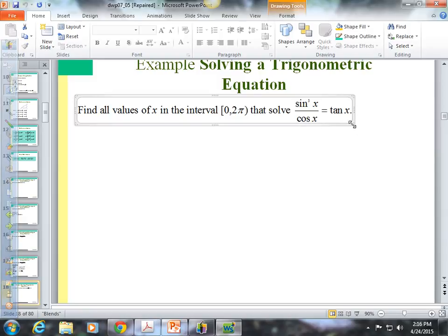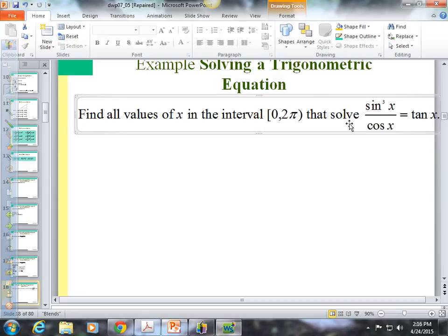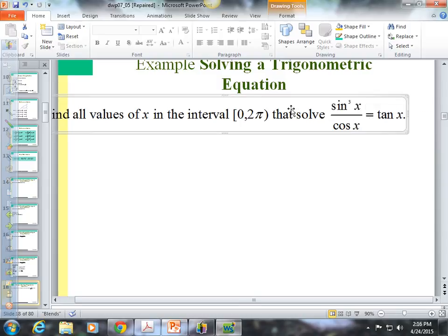And they want me to solve for x in between where and where? 0 and 2 pi, right? Now, can I include the 0? I can't include the 0. Can I include the 2 pi? Why not? How do you know? Parentheses. I need a bracket to include it.